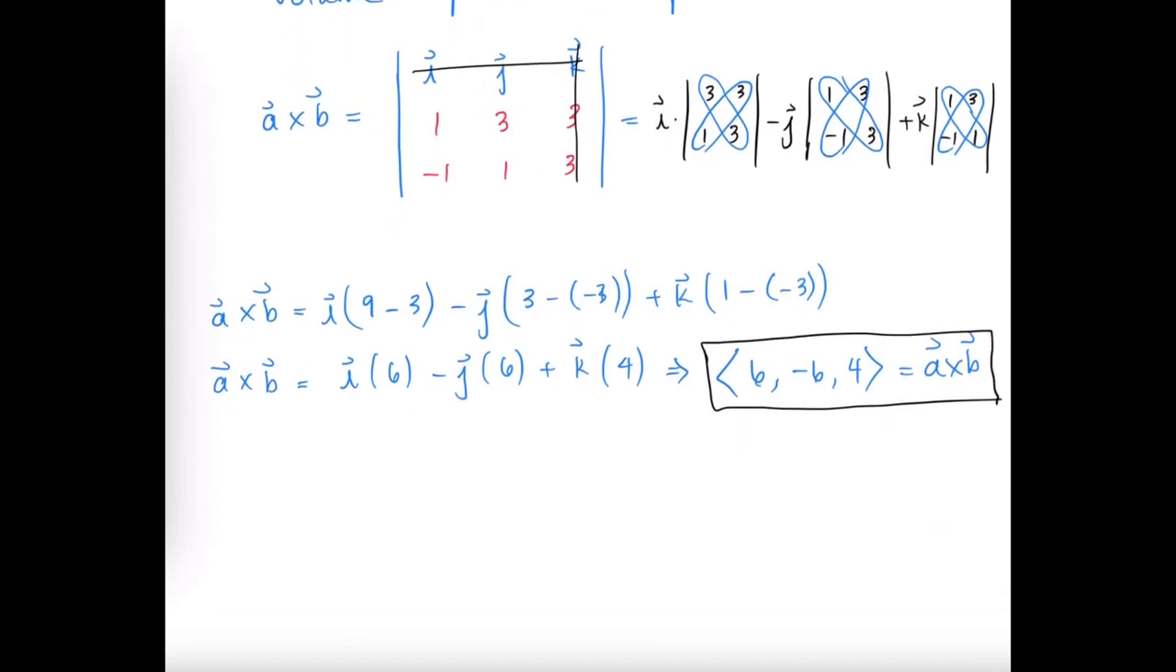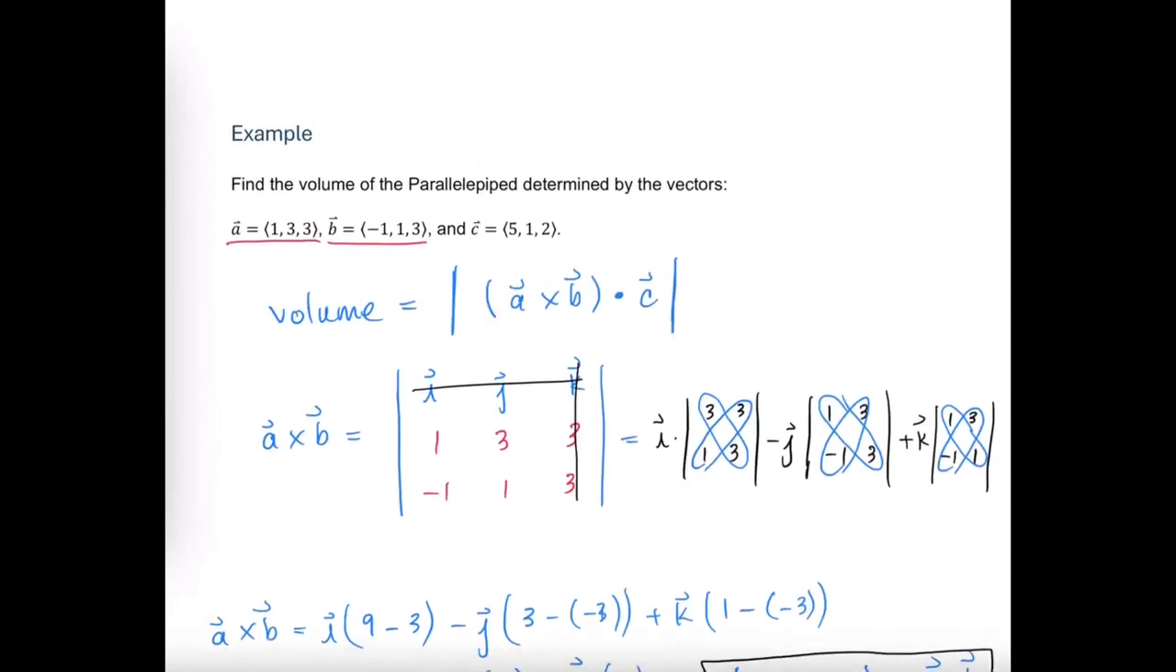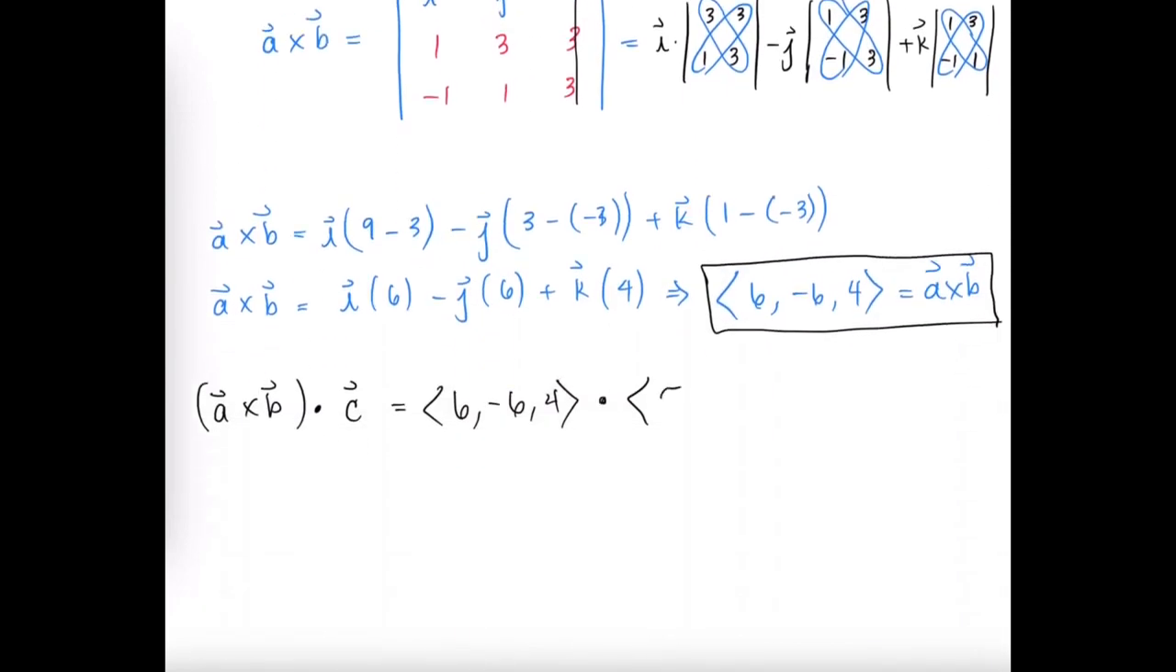So now we're going to take our A cross B vector and we're going to dot that with our C vector to get the scalar triple product. So A cross B, again, we just calculated that, is 6, negative 6, and 4. And we're going to dot that with our C vector, which back up here was 5, 1, 2. So we're dotting it with 5, 1, 2. And then we calculate this dot product.